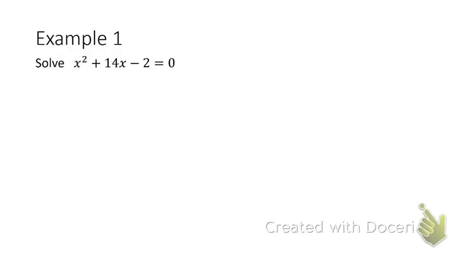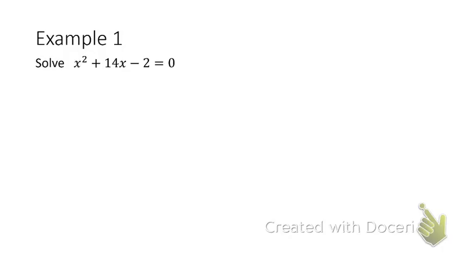Okay, so for lesson 6.3, let's look at example 1. Remember, we're solving by completing the square because there's no way I can factor. There's nothing that will multiply to 2 that will end up subtracting to give me the 14. Therefore, I can't factor, and I have to find another way to solve this.